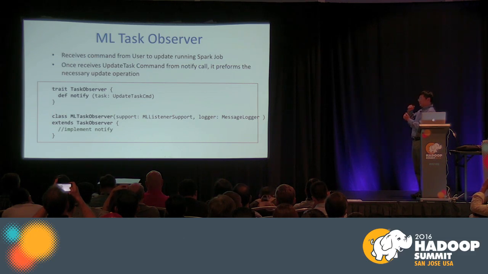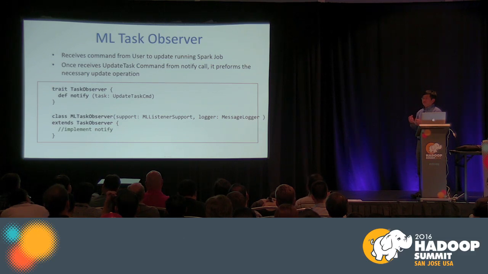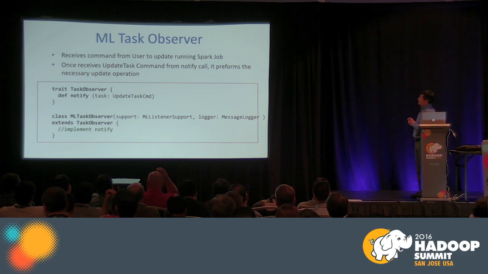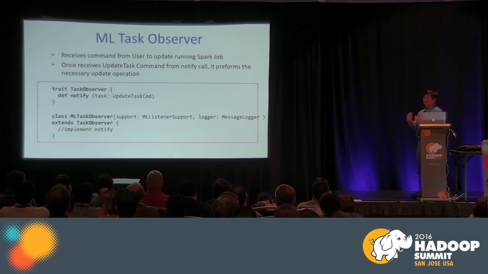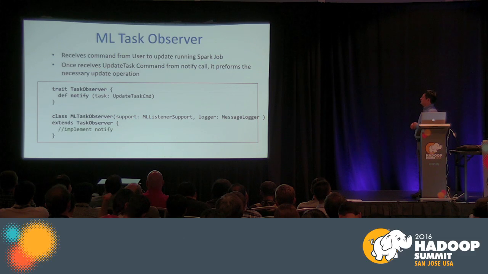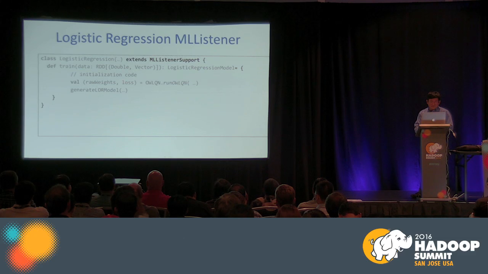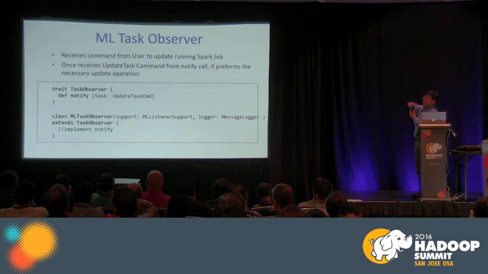So what is a machine learning task observer? We described how to send messages out, but we also want to receive commands from outside programs while the machine learning is running. This task observer is essentially responsible for receiving commands and notifying of the changes. It has a trait called task observer, which has a notify method taking an update task command. Once you get that task command, you just do your thing.